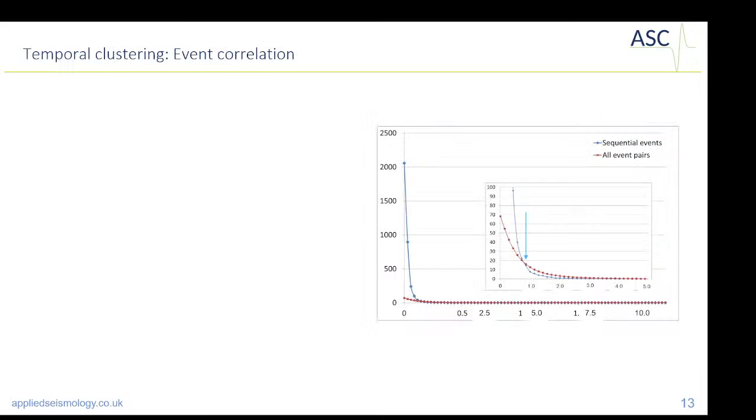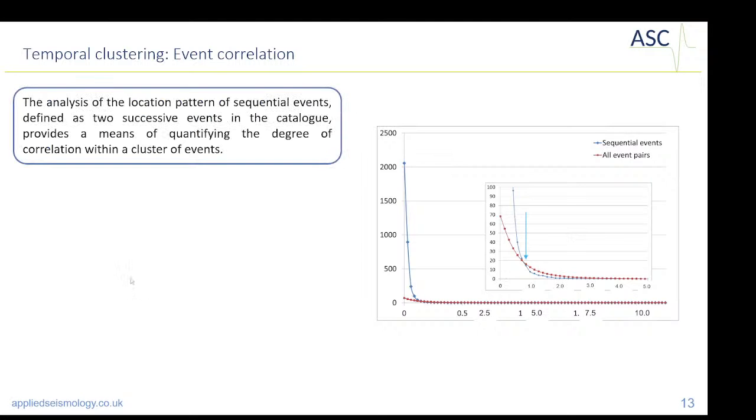The next analysis performed, once we have separated our events into spatial clusters, is looking at whether there is any correlation between them, that is temporal clustering: whether there is some relationship between one event and the one occurring after it, and what would be the separation of events that are related to each other in time. This is done by analyzing the location pattern of sequential events. Sequential events are events occurring successively in our catalog.